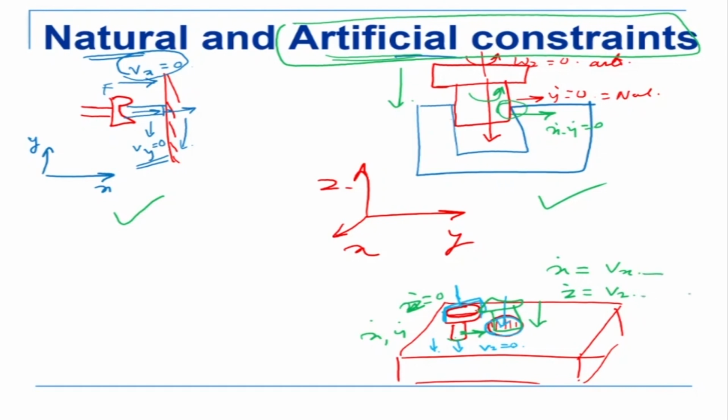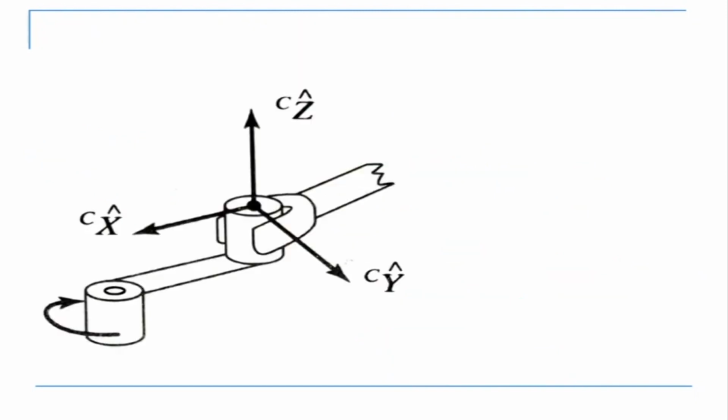But when I'm doing this, there will be other constraints, natural and artificial, which I have to maintain, which I have to control. And this is what makes force control very, very difficult. Okay, so let's look at this example, which will probably clarify the matter a little bit more.